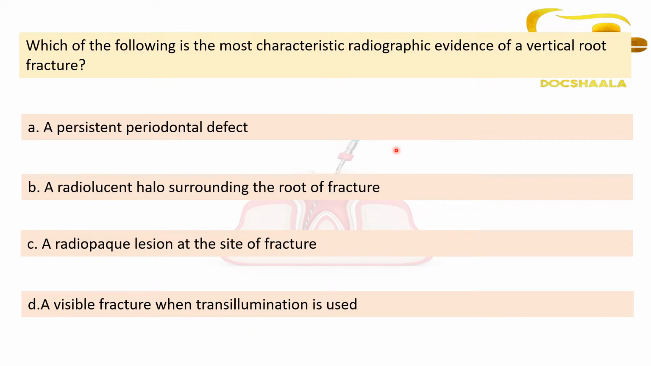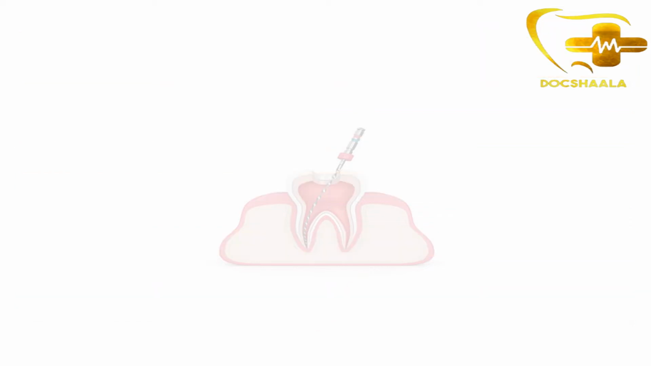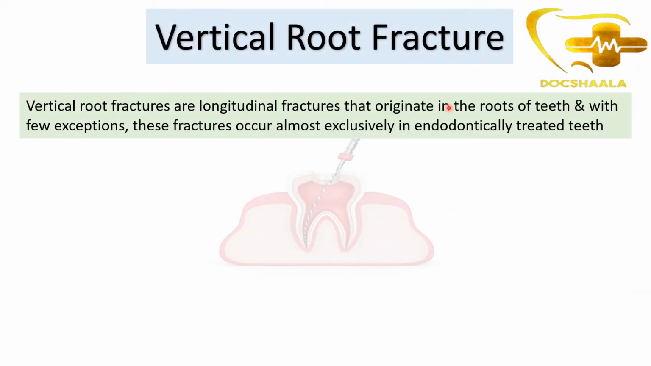So before we arrive at the answer of this question, let us see the concept of vertical root fracture. Vertical root fractures are longitudinal fractures that originate in the roots of teeth, and with few exceptions, these fractures occur almost exclusively in endodontically treated teeth.